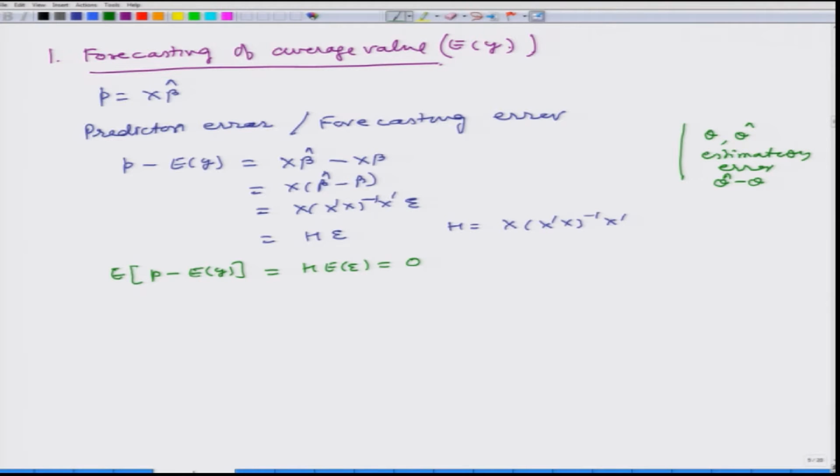So, this implies that p provides unbiased prediction of average value. Okay. Now, next we try to find out the predictive variance.